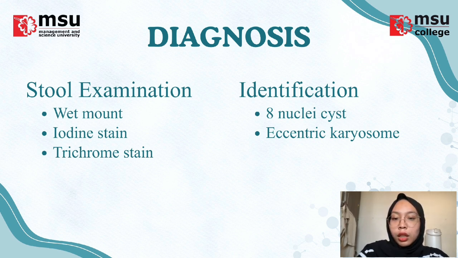To differentiate it from pathogenic amoebas like Entamoeba histolytica, we look for two specific diagnostic clues. First, the presence of mature cysts containing 8 nuclei, and a nucleus with an eccentric karyosome, meaning the central chromatin mass is off-center.